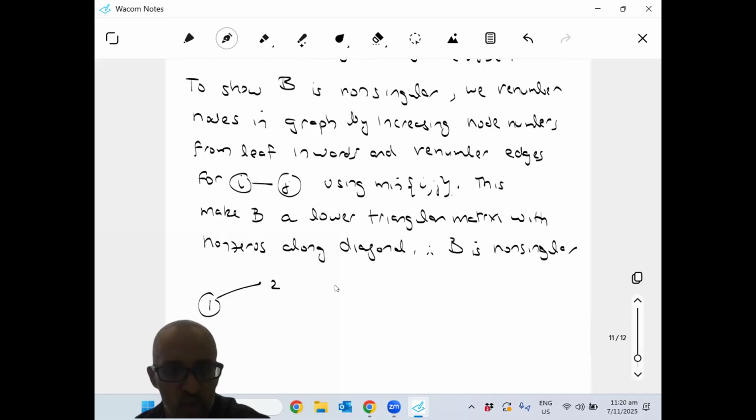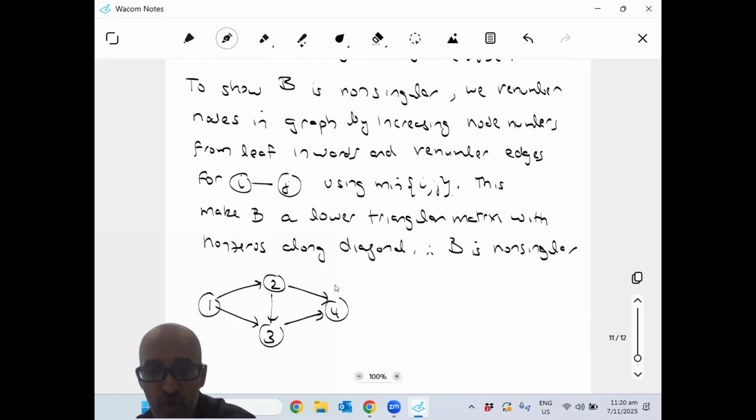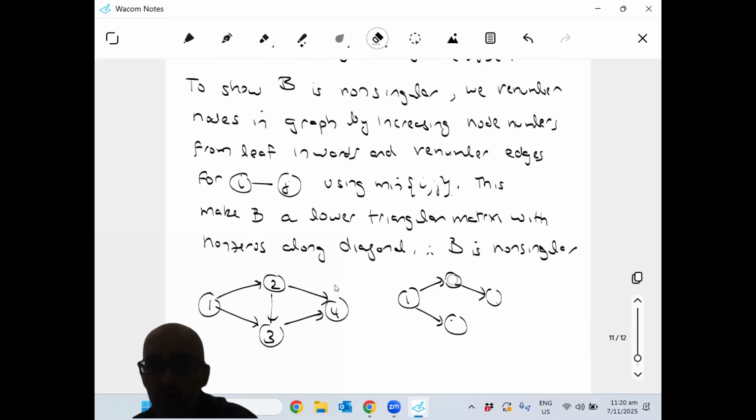So remember you have this graph 1, 2, 3, 4. Okay. So let's say I take a particular tree. Okay, let's take this tree. So what I'm going to do is I'm going to renumber the nodes of this graph. Okay, so this is a tree. I'm going to renumber it so that the leaf nodes are small numbered.